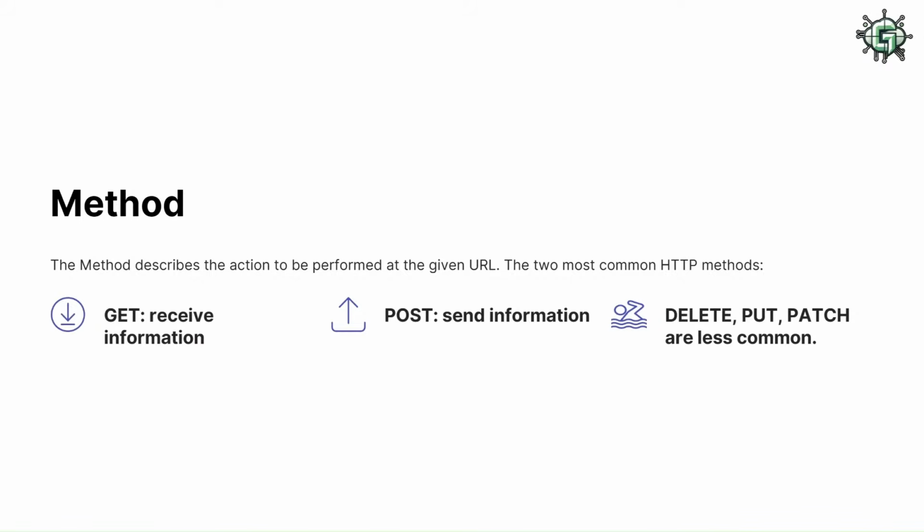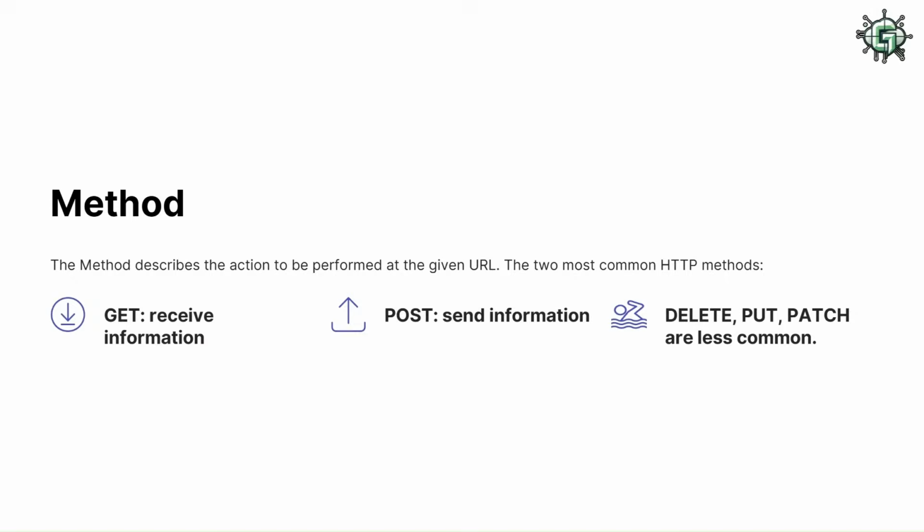So now that we know where to communicate to the API, we need to know which method to use. The method tells the server what action we want to perform at the URL. The most common ones are get and post. Get, as in the name itself, is to receive information. Post is to send information. Other less common ones are delete, put, and patch. Patch is mostly not used. In FastAPI also, these four are available: get, post, delete, and put. To update, we will use put.